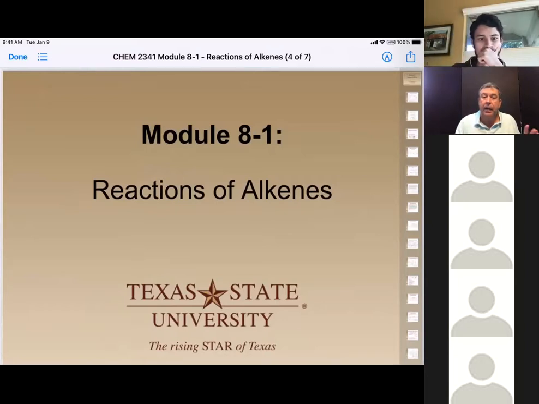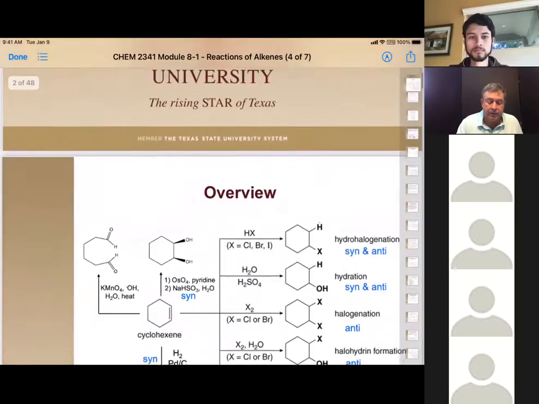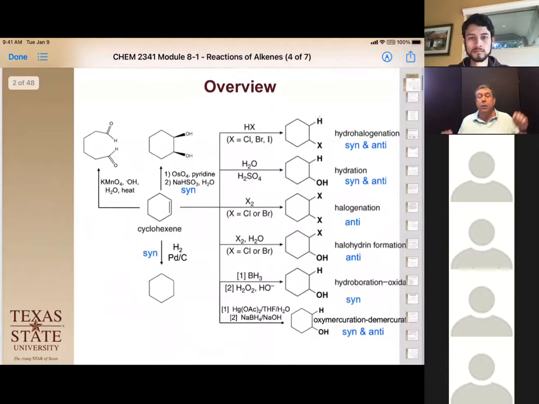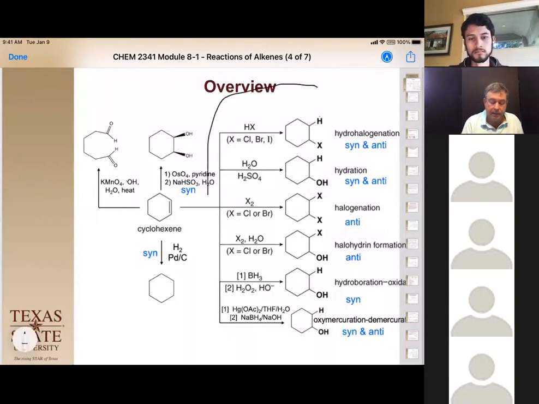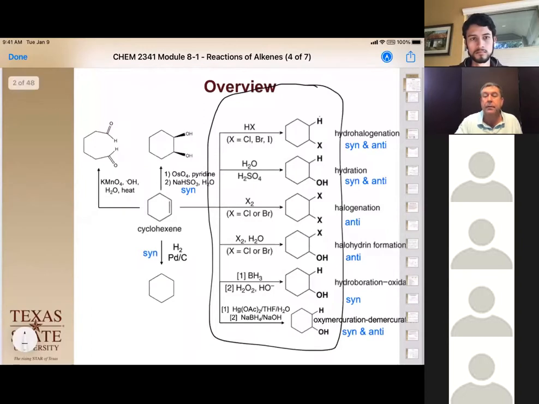Okay, so what I like to do in the first part of reactions of alkenes is give you an overview. We're going to learn all these things in this chapter. So we have several different things that can happen in alkenes, and one of the first things we're going to talk about is we're going to add stuff across it. So everything on this side here is we're adding stuff across that double bond.